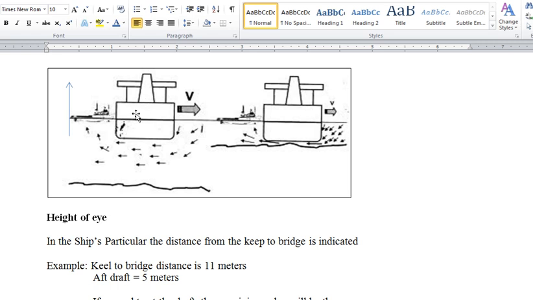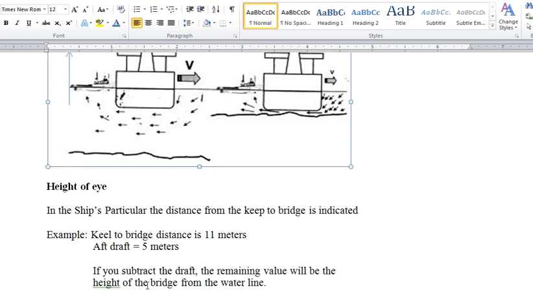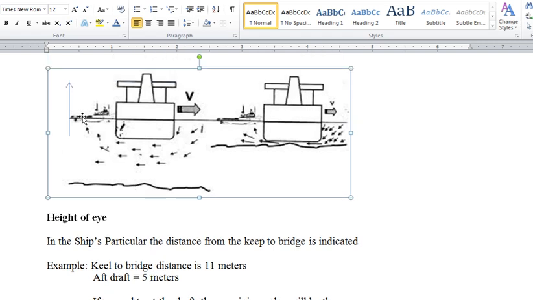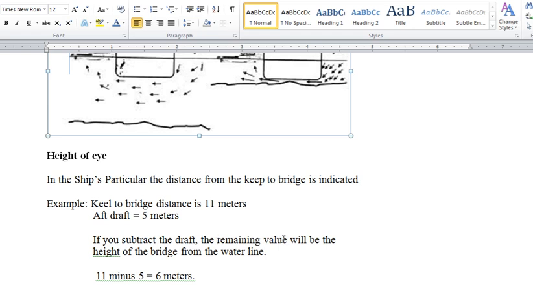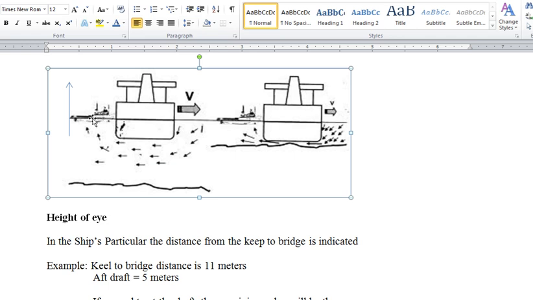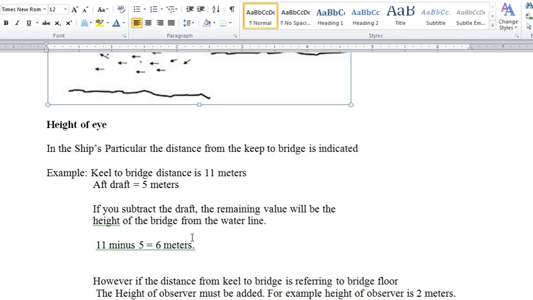For example, say 11 meters from the keel to the bridge. If we have an aft draft of 5 meters, for example, and the bridge is at the aft, we get the height from the waterline to the bridge by subtracting the draft. So from keel to bridge minus draft, the remaining value is the height of the bridge from the waterline. So 11 minus 5 is 6 meters. From the waterline to the bridge is 6 meters.